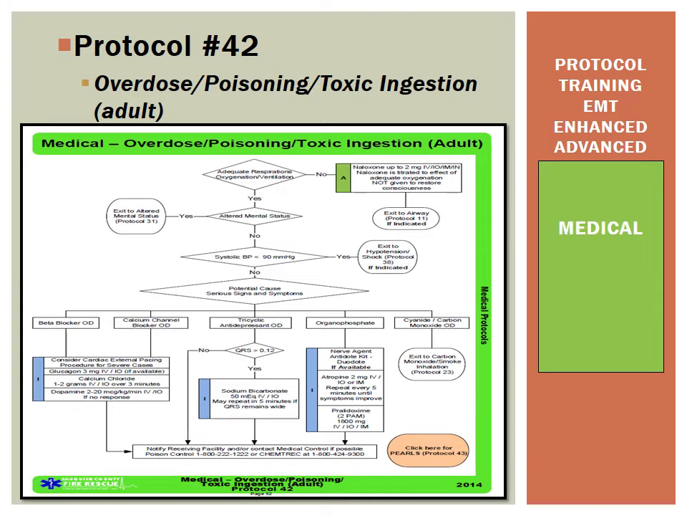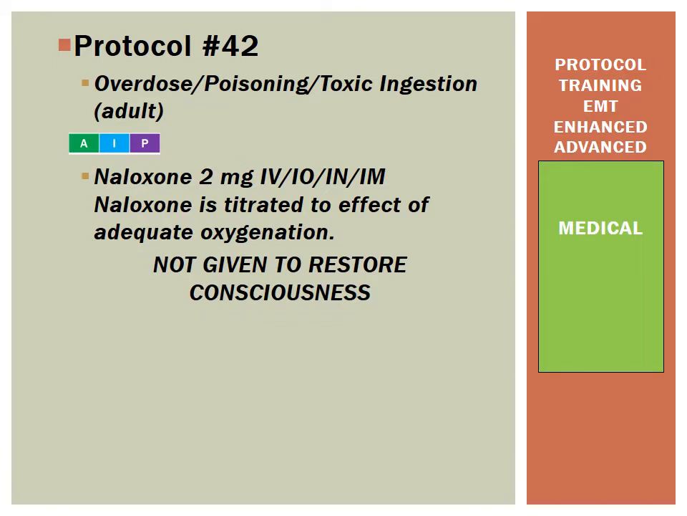Okay, Protocol 42 is our overdose poisoning toxic ingestion adult protocol. It covers beta blocker overdoses, calcium channel blocker overdoses, tricyclic antidepressant overdoses, organophosphate poisoning, and for cyanide and carbon monoxide, it asks us to exit to the appropriate protocol, Protocol 23, which is our carbon monoxide smoke inhalation protocol. Top right-hand corner, there's a note on naloxone for our advanced providers, and we're going to cover that in the next slide.